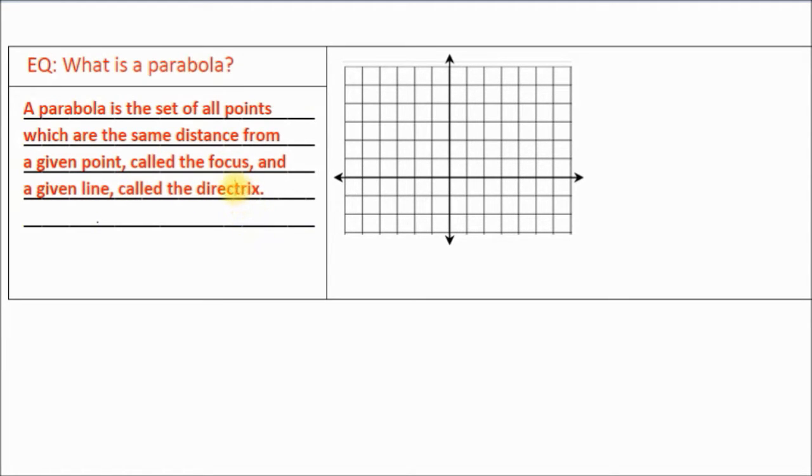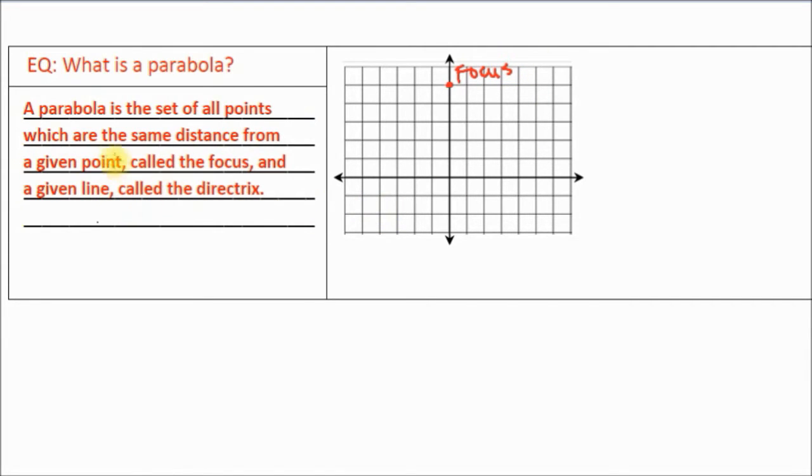So pause the video for a moment, class, get that definition written down, and we'll go ahead and show you what this looks like on a graph. Okay, hopefully you're done with the definition now. Let's go ahead and draw some points on the graph. If you would just follow along with me, I'm going to put a point at 1, 2, 3, 4, 5. So right here at 0, 5, let's put a red point. We're going to call that, for this example, the focus.